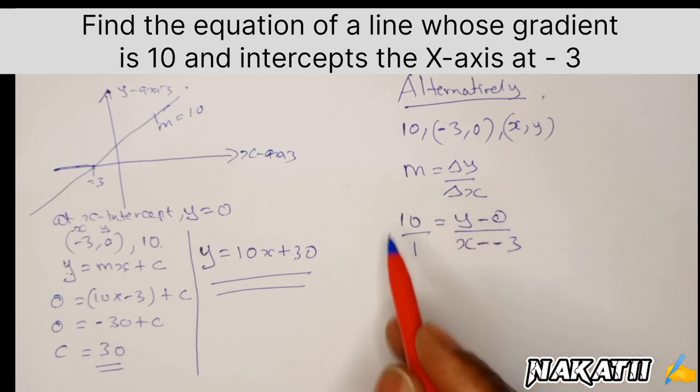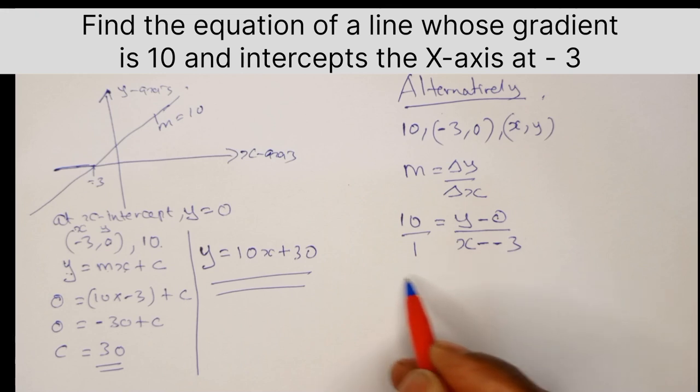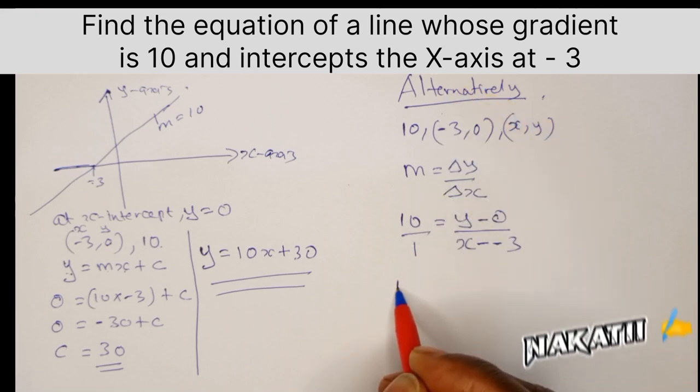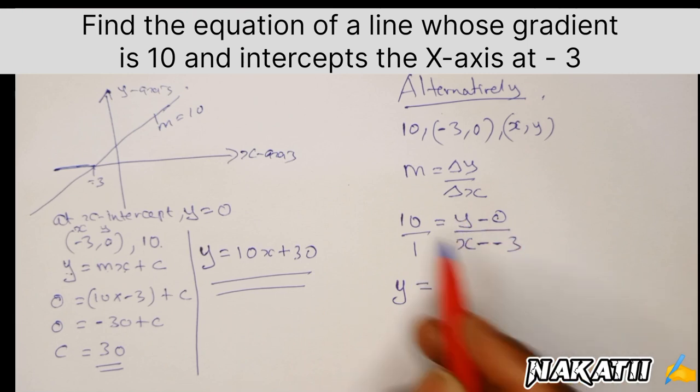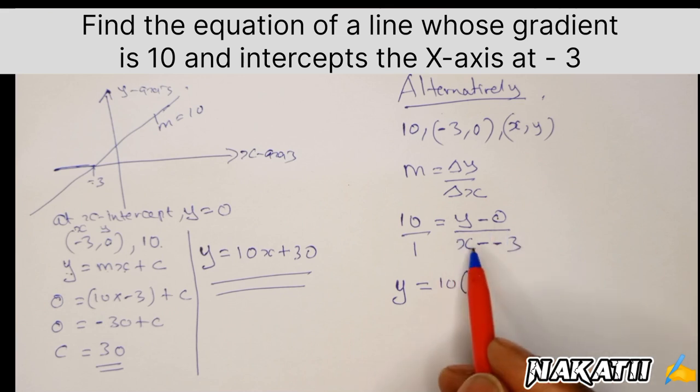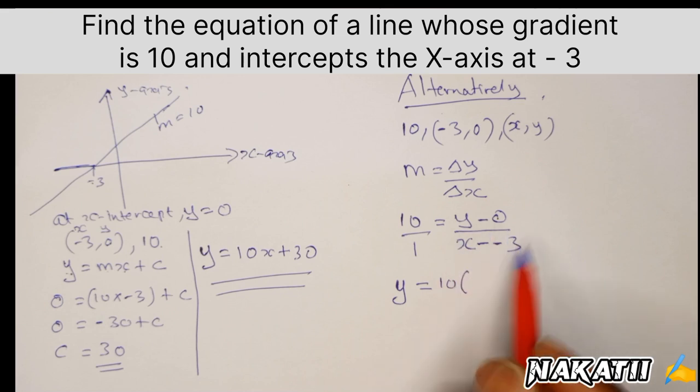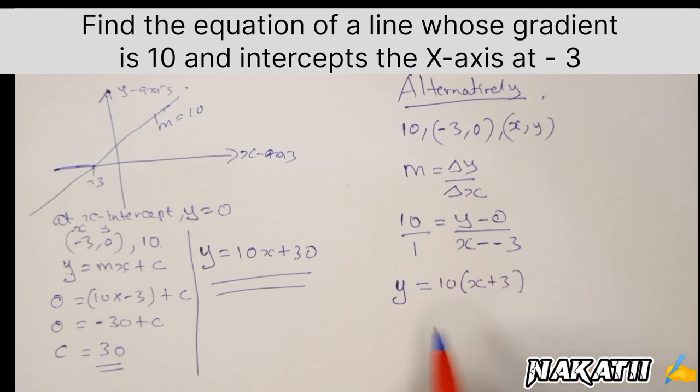If you cross multiply this, you're going to have y, because y minus 0 is y, is equal to 10 multiplied by x plus 3. Because it is minus -3, it is plus 3. If you simplify this, we're going to have y is equal to 10x plus 30. And that is another way you can find the equation.